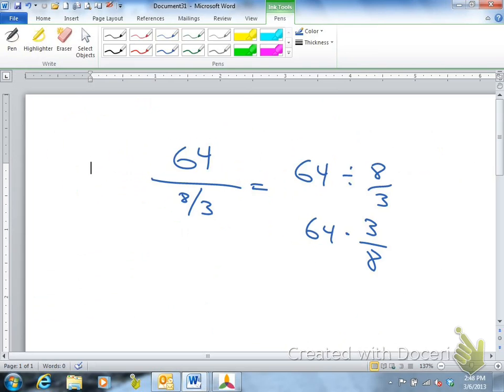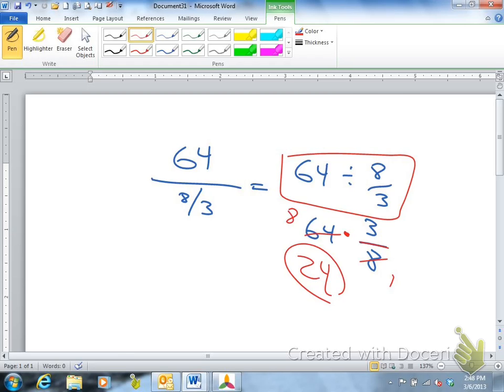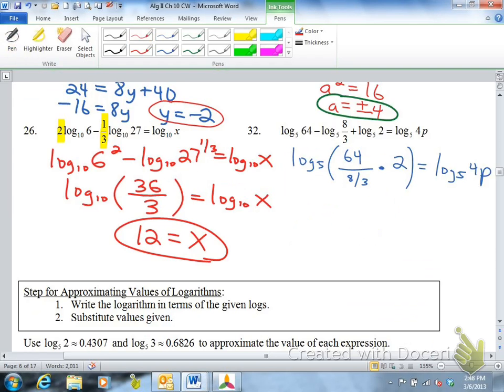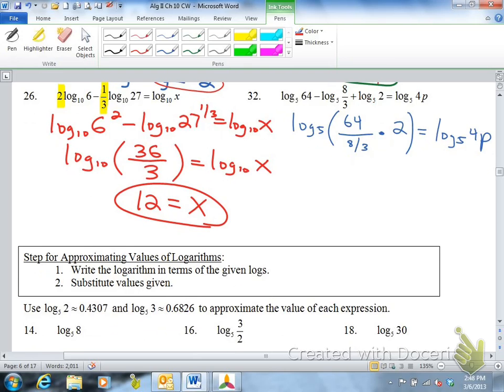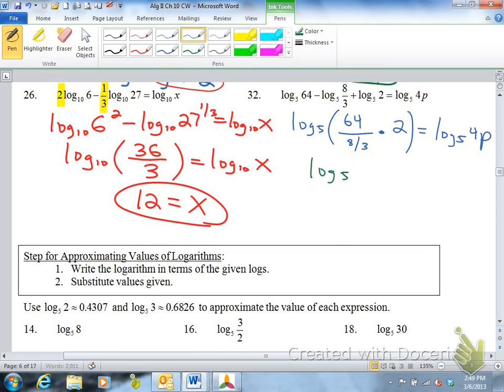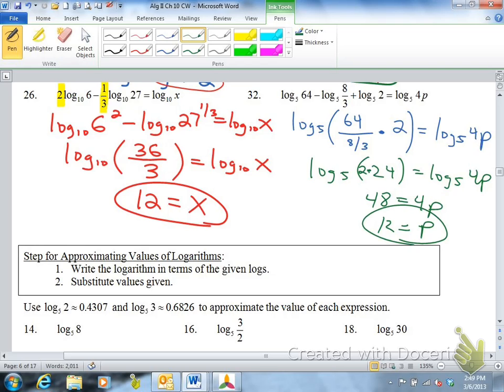64 divided by 8/3 is the same as multiplying by the reciprocal. So you would get 24 when you multiply that. So you would have log base 5 of 24 equals log base 5 of 4p. Oh, sorry, 24 times 2. So that would be 48 equals 4p. So p equals 12. And that's not extraneous either.